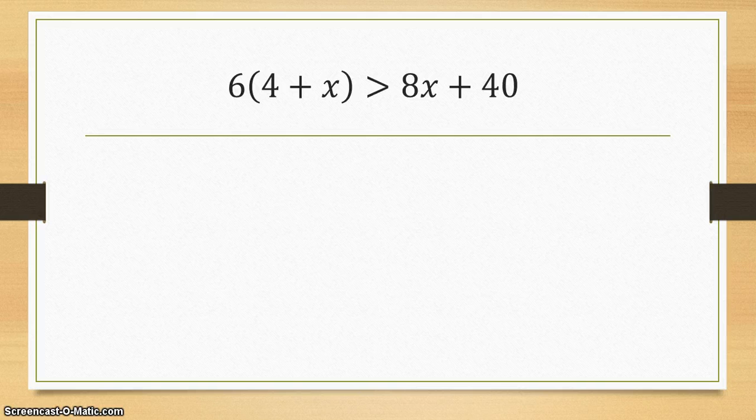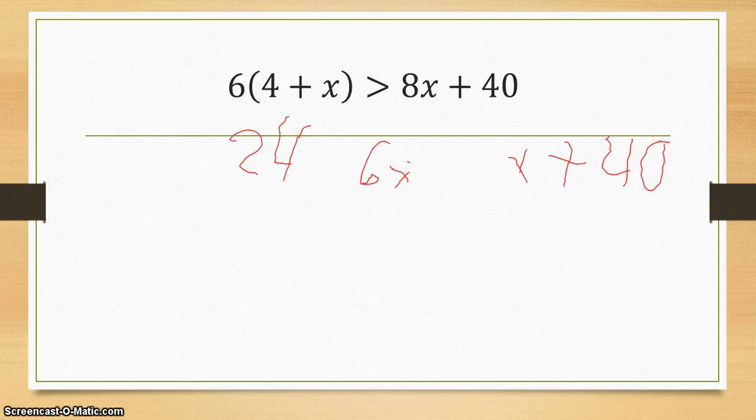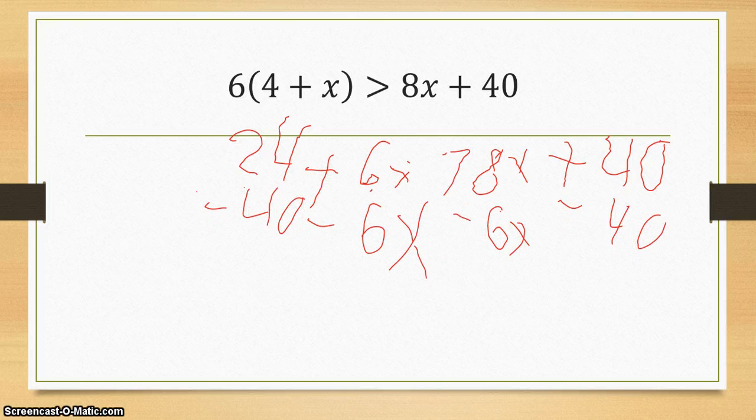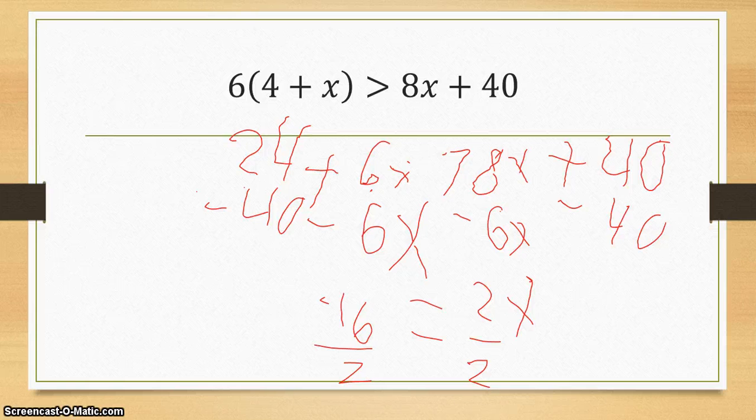For this one, we're going to have to distribute right away, so it will equal 24 + 6x is greater than 8x + 40. We're going to have to solve for it, so we're going to subtract 6x and bring it over to the other side to get 2x + 40, and we're going to subtract 40 and bring it over to the other side to get -16 = 2x, and then we're going to divide 2 into -16 and get a total of -8 = x.